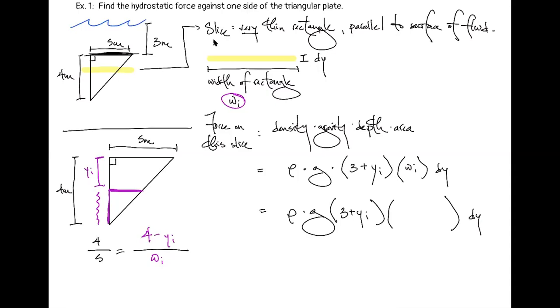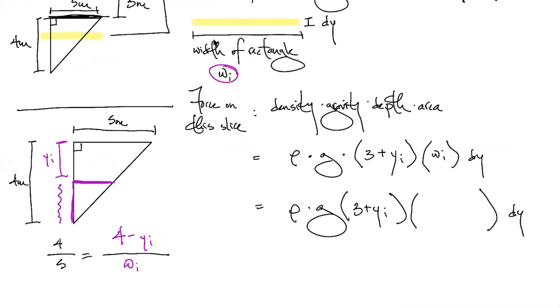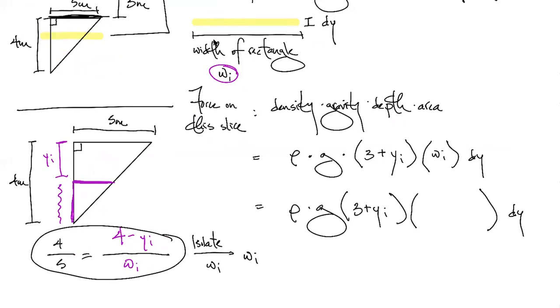Now, if we want to have our w sub I, that means we need to take this equation and isolate w sub I so that we can substitute it into our formula. So if we do a little bit of algebra, we will get that w sub I equals 5 times 4 minus y sub I over 4. And so that is what I can put in for my w sub I.